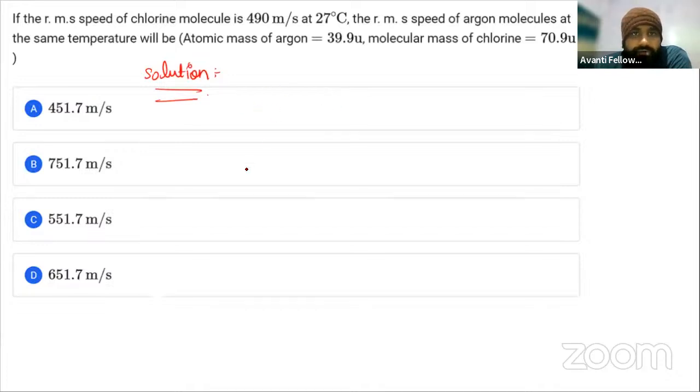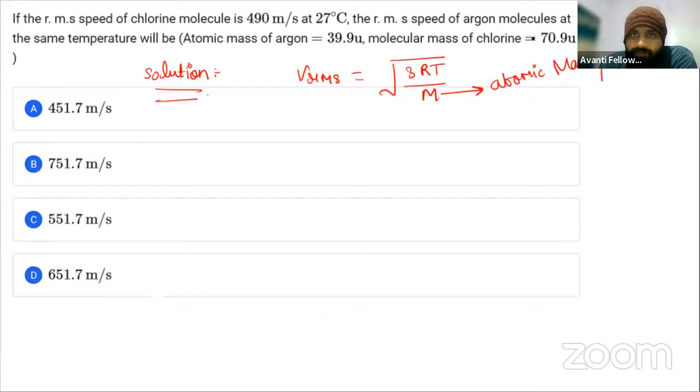Okay, now RMS speed we know. V_RMS is nothing but square root of 3RT upon M. Now this M, for a monatomic gas, is the atomic mass, and for a molecular gas it is the molecular mass. For a monatomic gas, atomic mass and molecular mass are the same. Now we know that V_RMS is directly proportional to the square root of the temperature.